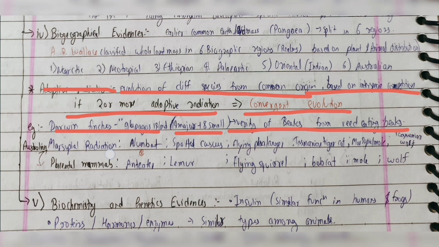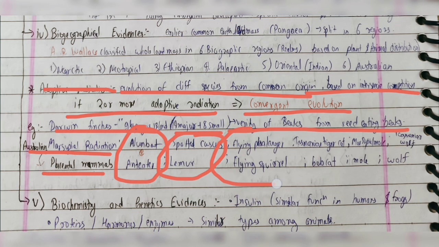Marsupial radiation, Australian marsupial radiation, and placental mammals are given in NCERT, like numbat and anteater, spotted cuscus and lemur, flying phalanger and flying squirrel, Tasmanian tiger cat and bobcat, marsupial mole and mole, and the Tasmanian wolf and wolf. Due to the separation of the areas, similar species have developed into different types of species.